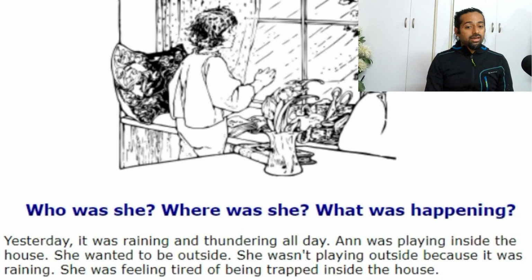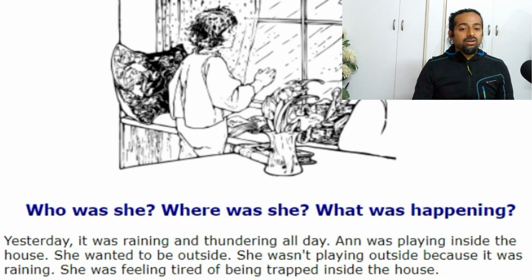The story. Who was she? Where was she? What was happening? Yesterday it was raining and thundering all day. Anne was playing inside the house. She wanted to be outside. She wasn't playing outside because it was raining. She was feeling tired of being trapped inside the house.